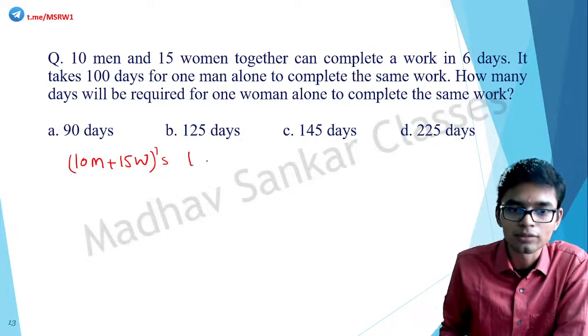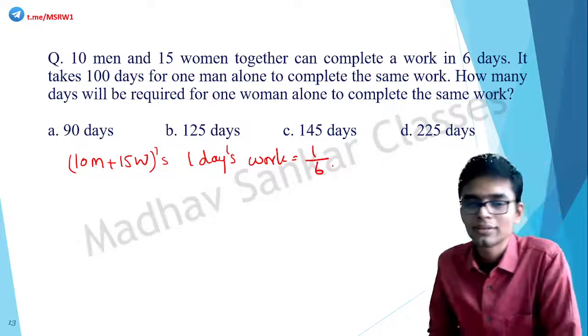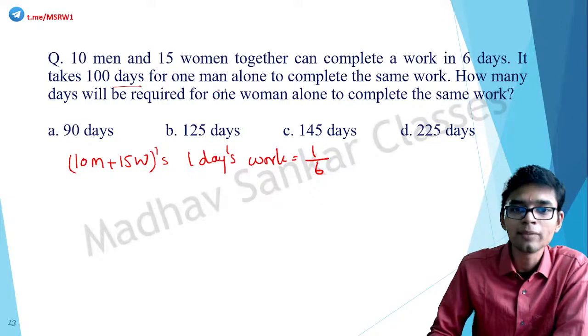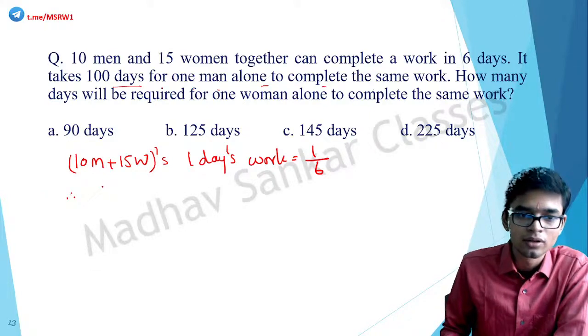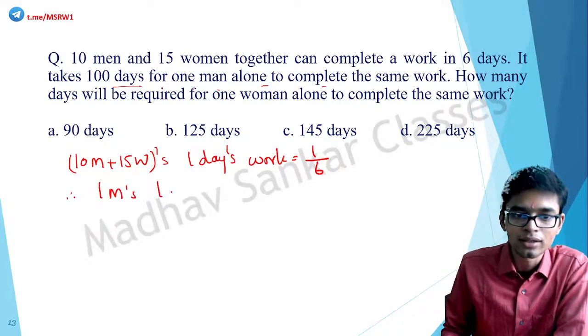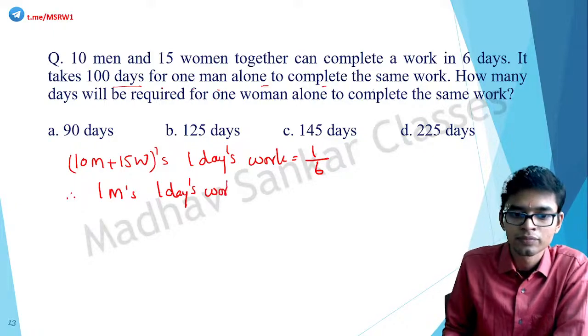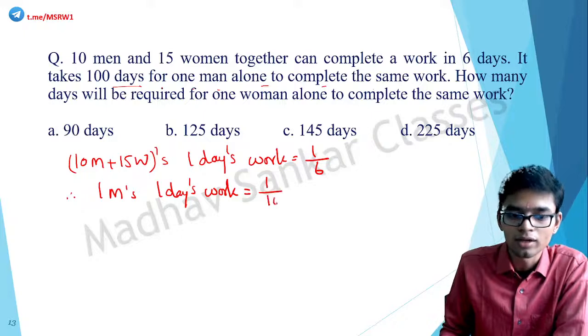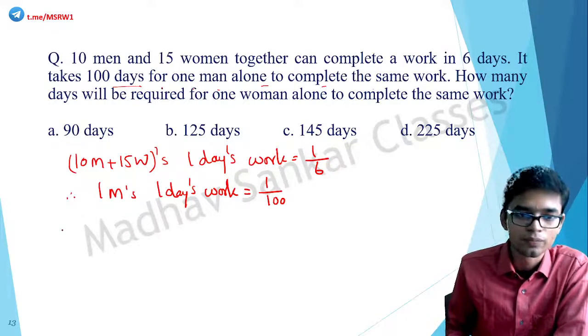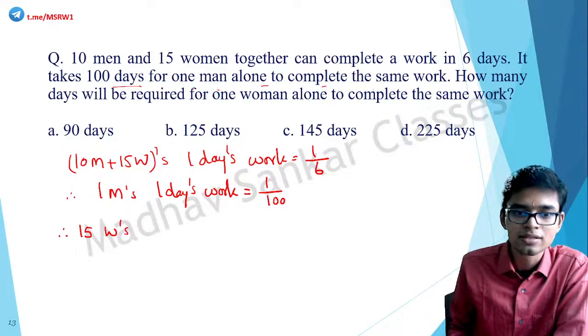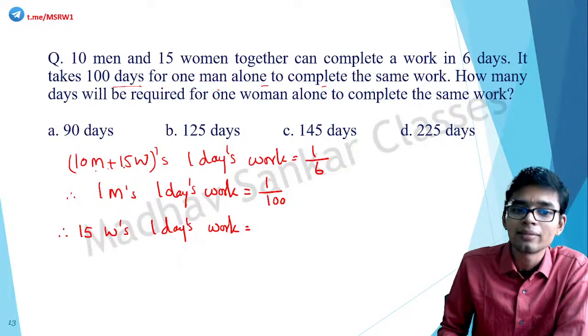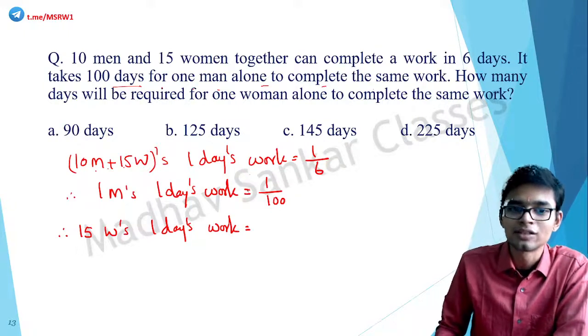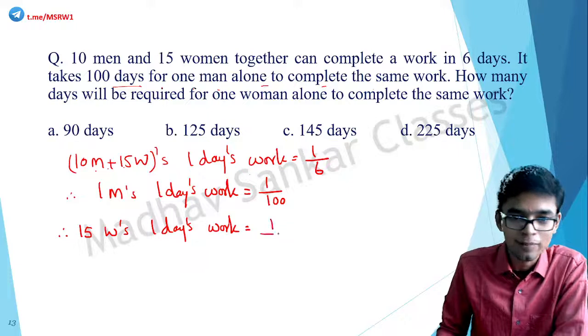Okay, their 1 day's work. How much is this? 1 by 6. Okay. It takes 100 days for one man alone to complete the same work. Therefore, one man's 1 day's work is equal to 1 by 100. Correct? Now, therefore, 15 women's 1 day's work is equal to how much? 10 men plus 15 women can complete the work in 1 by 6 days. So, 15 women alone can complete the work in 1 by 6 minus 10 into 1 by 100.